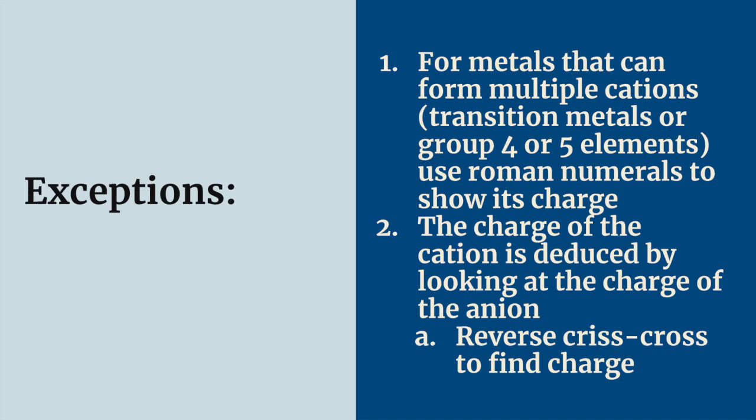There are a lot of exceptions when ionic compounds are formed with metals that have multiple cations or oxidation numbers. So these are mostly the transition metals and then also the group 4 and 5 elements. In these cases, we use Roman numerals to show their charges, and we find the charges of the elements using like reverse crisscross to find the charge. By looking at the anion, we can find the charge of the cation, which we then show through Roman numerals.